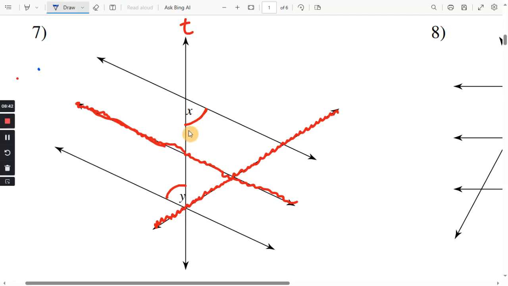this angle X is on the right-hand side, and this angle Y is on the left-hand side. So these are alternate. And we said when it's in between the lines, that's on the interior. Remember, we're ignoring this one here. These angles are on the interior, so this is alternate interior.